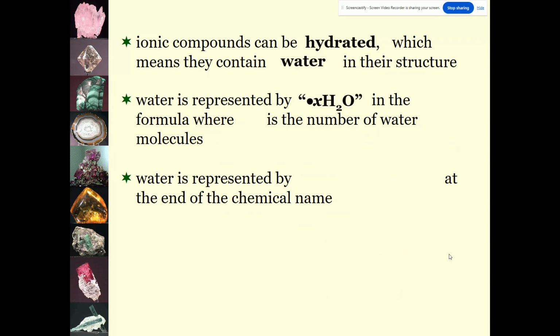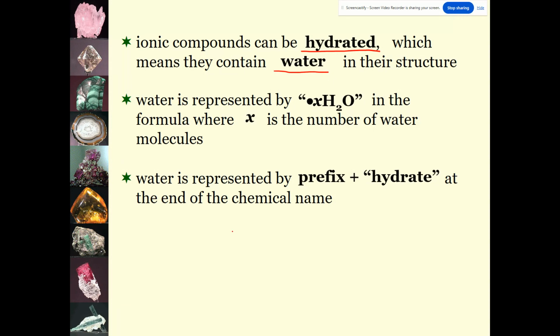Now, there's one other little thing to add here, and that is if an ionic compound is hydrated. Ionic compounds can be hydrated, meaning water is actually chemically bonded in their structure. This doesn't mean it's dissolved in water. This means water is actually part of the chemical structure. And these compounds are actually still solid.